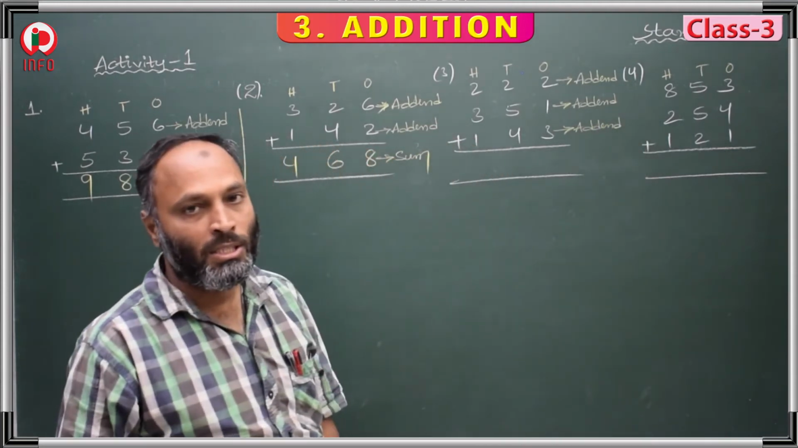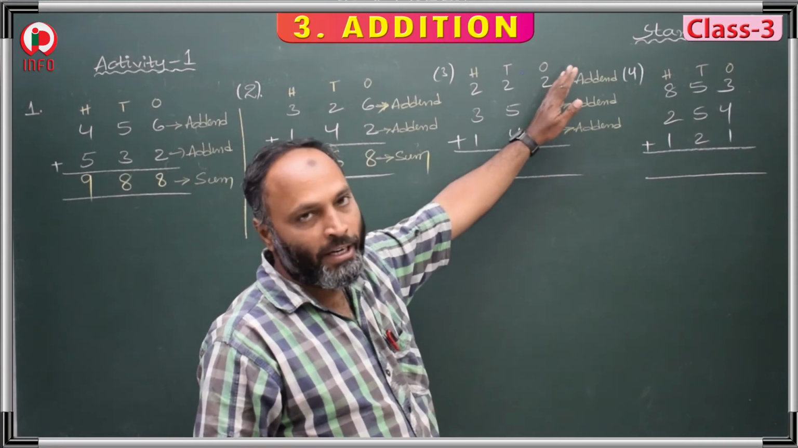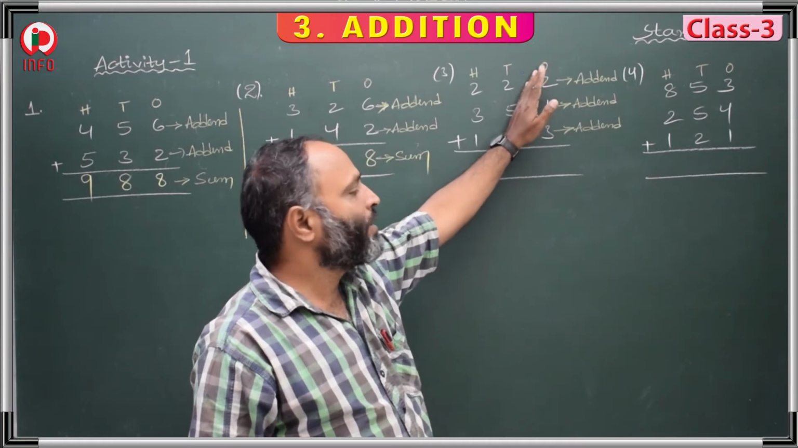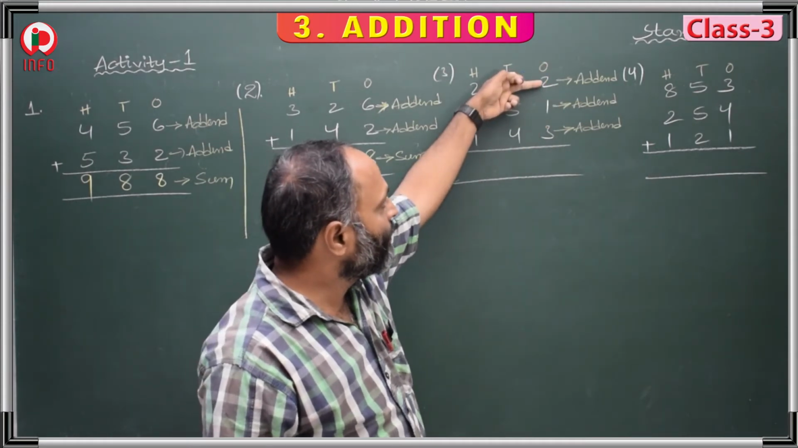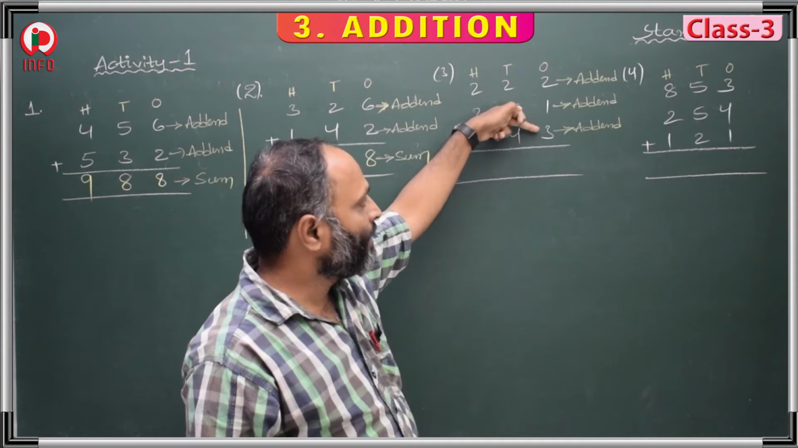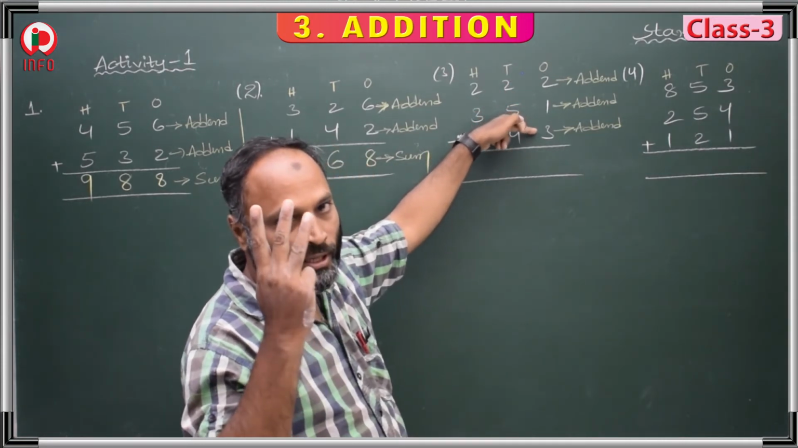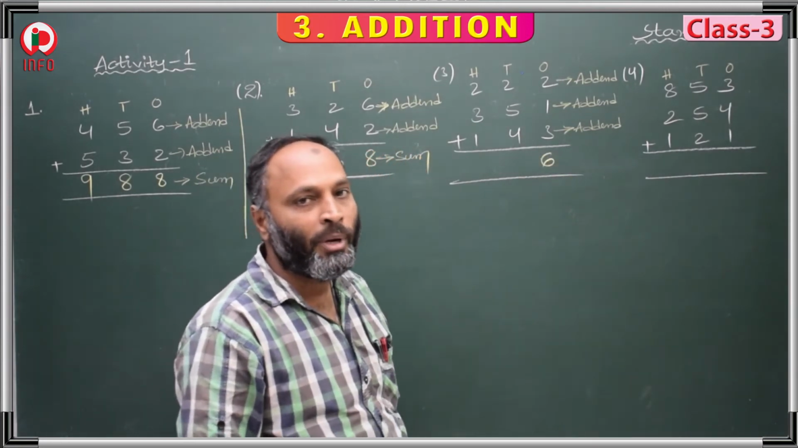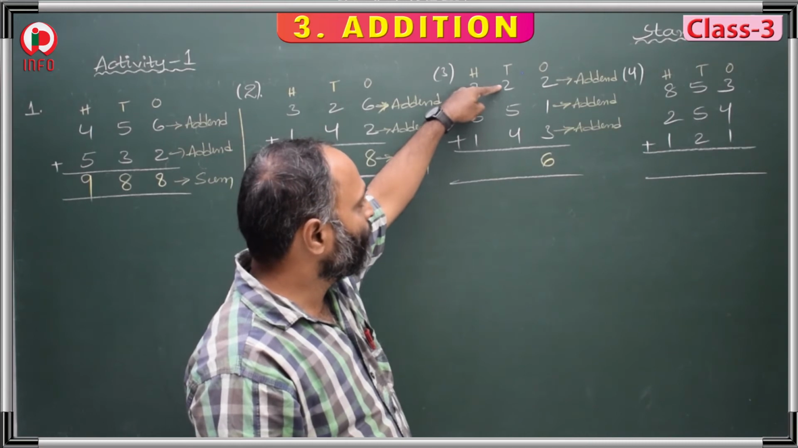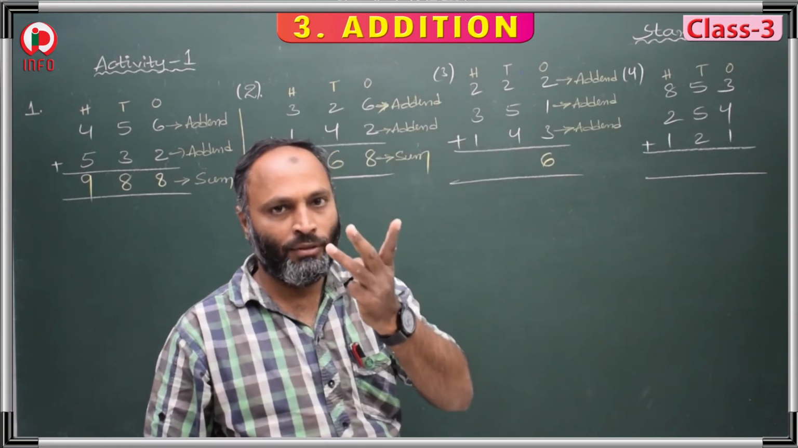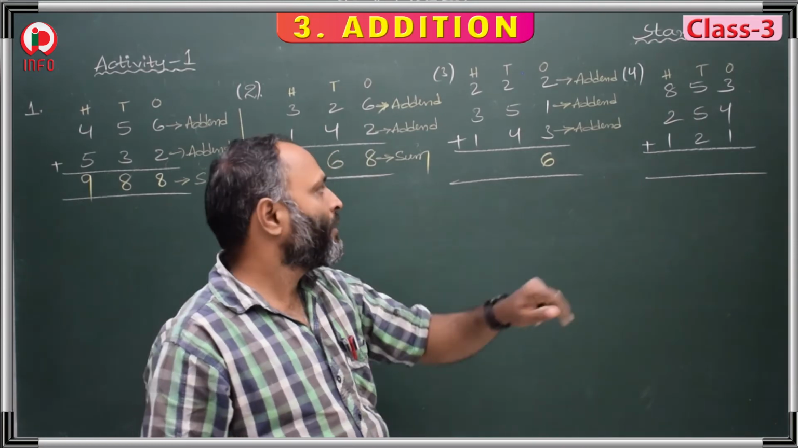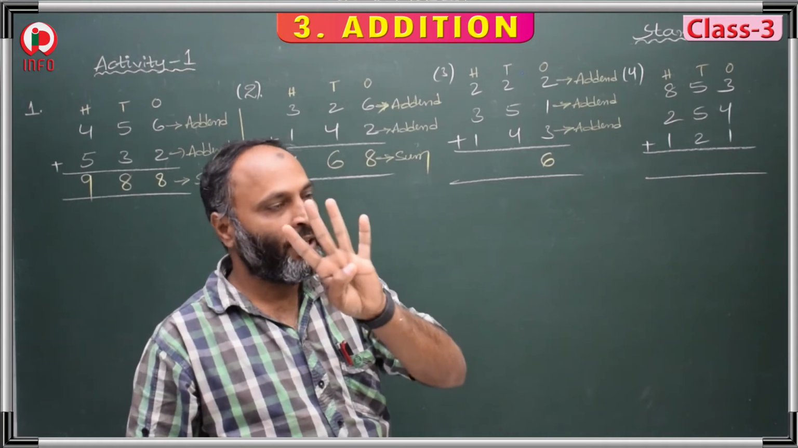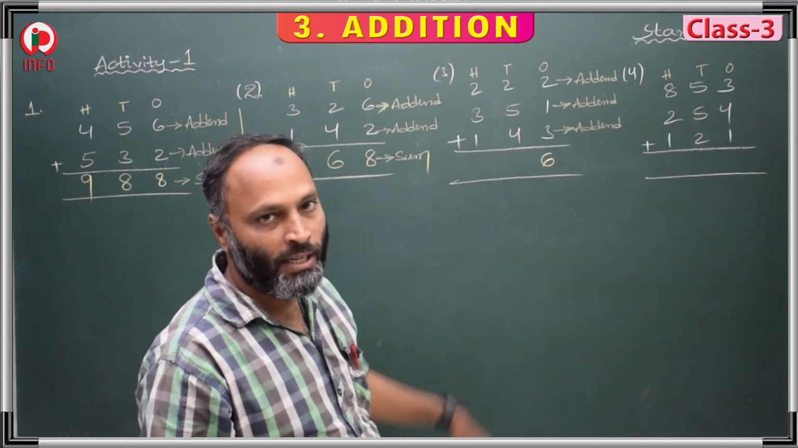Now add all these 3 addends. We start our addition from ones place to hundreds place, that is from right to left. Then 2 plus 1, 3. 3 plus 3, 3, 4, 5, 6. 6 is a single digit number. No need to regroup it. Then 2 plus 5, 2, 3, 4, 5, 6, 7. 7 plus 4, 8, 9, 10, 11. 11 is a double digit number.